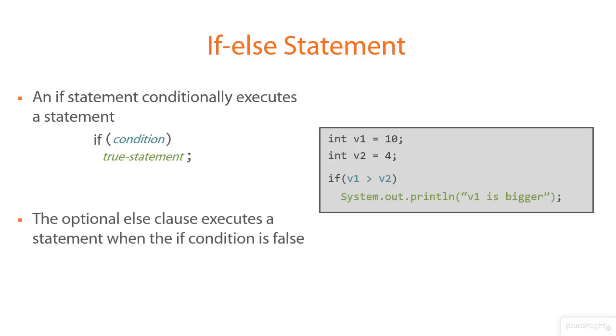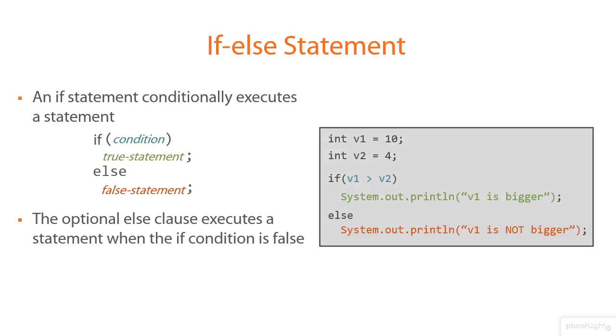If statements can optionally have an else clause added to them, which says what you want to do if the condition is false. You simply put else followed by whatever you want that action to be on the false side. So in our code here, we simply say else, print out v1 is not bigger.